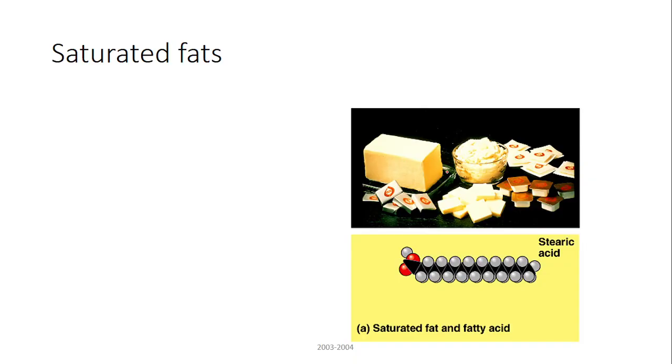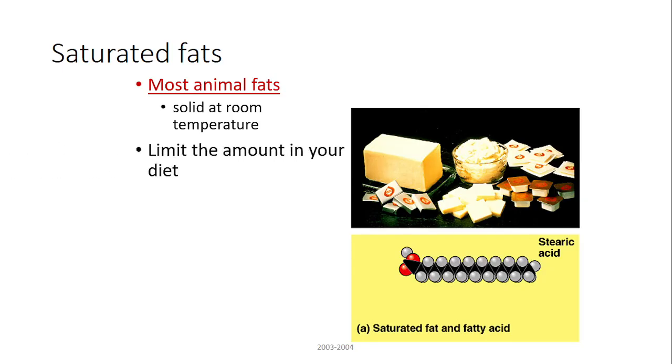Butter normally comes from a saturated fat acid. Most animal fats are solids in nature, and they are examples of saturated fat acid. They are solid at room temperature, like I've already stated. Make sure that you limit them in your diet.